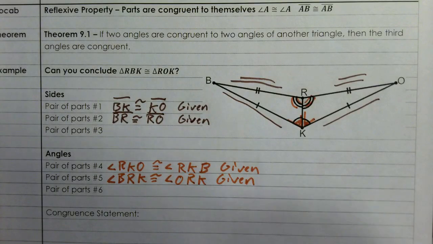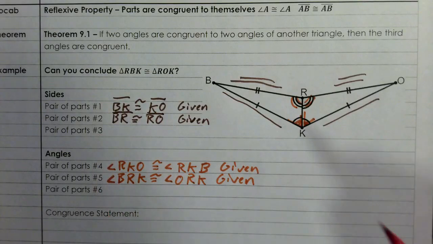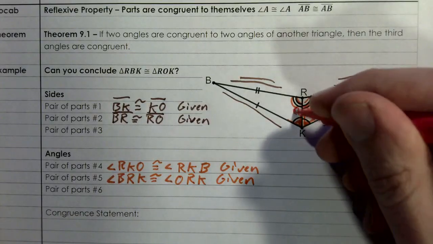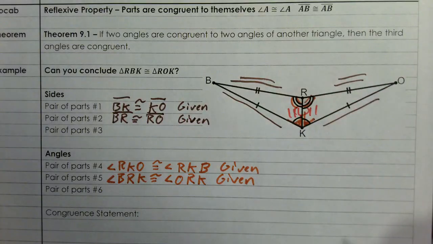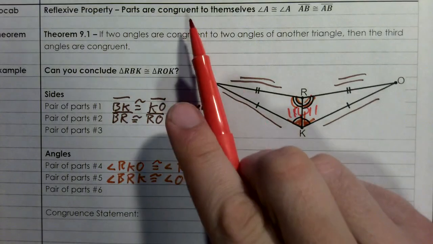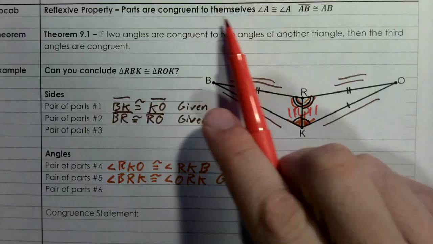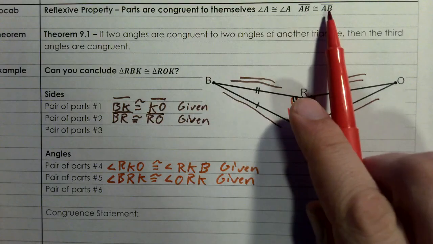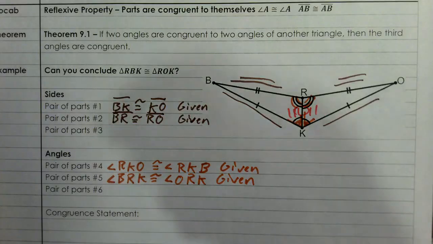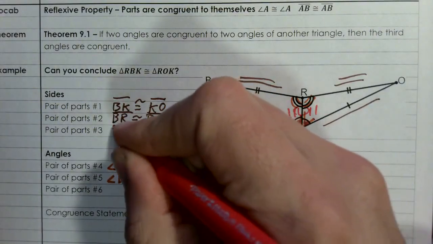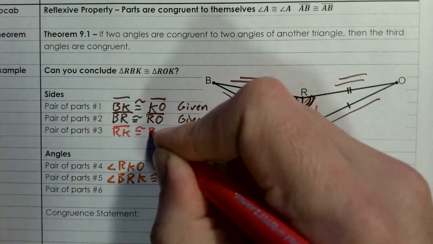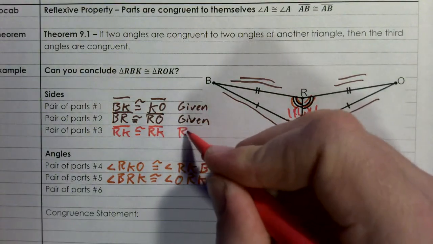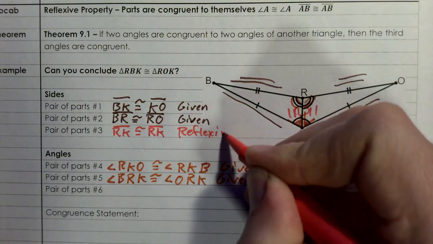Now we need two more pairs of parts. We need another side and we need another angle. So the next side that I still haven't gotten is this side right here in the middle, this little side right here. In order to get that one, we're going to use this property up top. Parts are congruent to themselves. This is the reflexive property. Angle A is congruent to angle A. Side AB is congruent to side AB. So in this one, that RK in the middle has got to be congruent to RK. RK is the same as RK. That's the same thing twice. So this is the reflexive property.